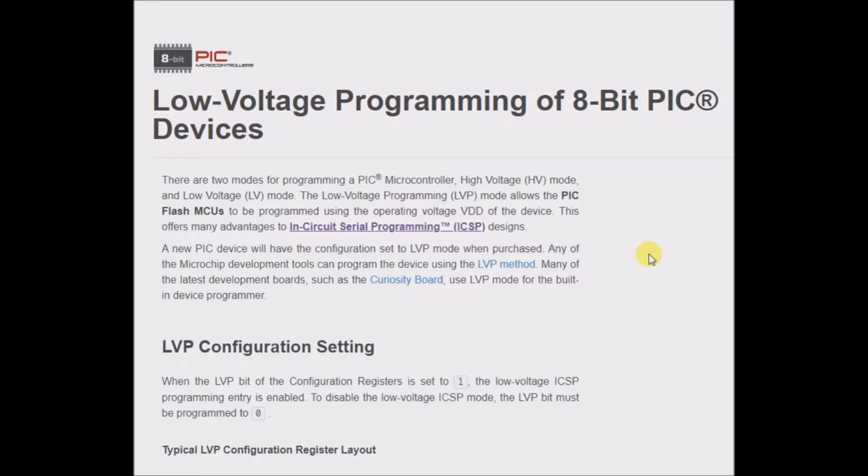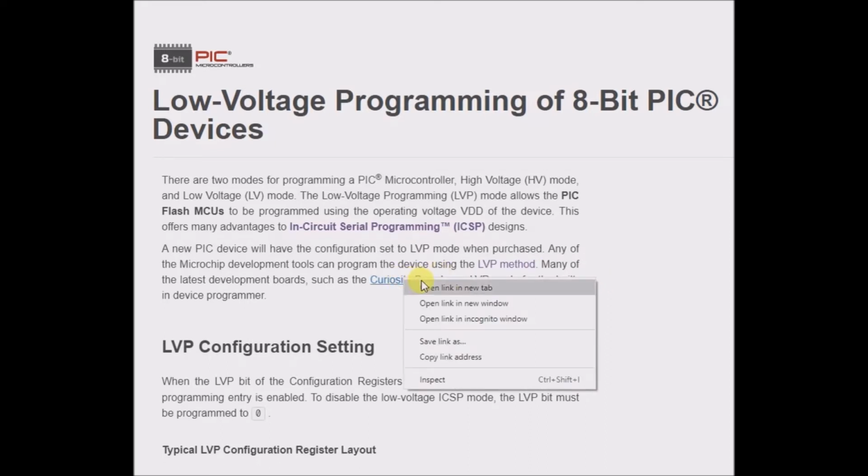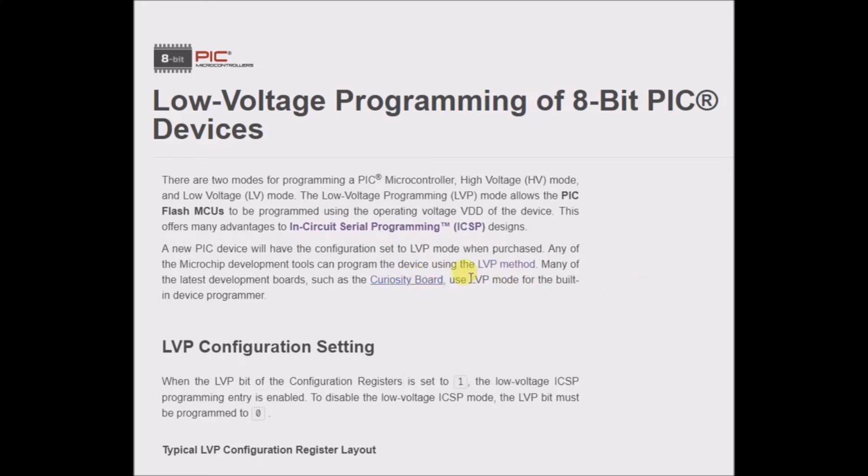A new PIC device will have the configuration set to LVP mode when purchased. Any of the Microchip development tools can program the device using the LVP method. Many of the latest development boards, such as the Curiosity board, use the LVP mode for the built-in device programmer.